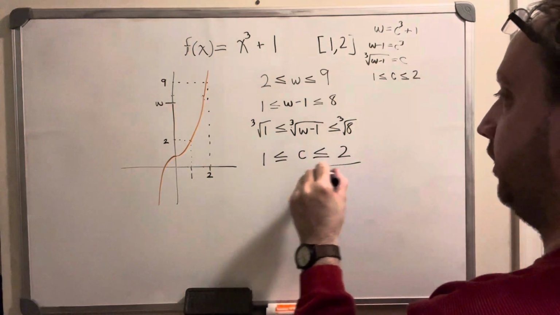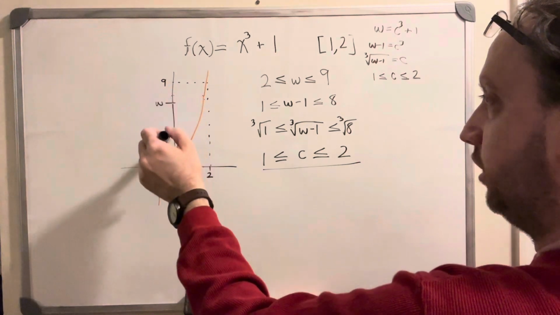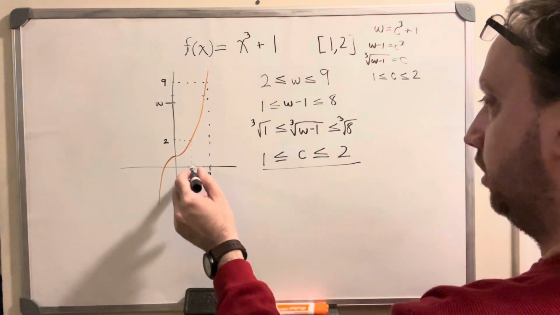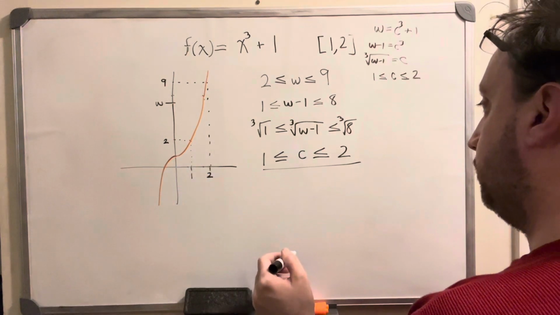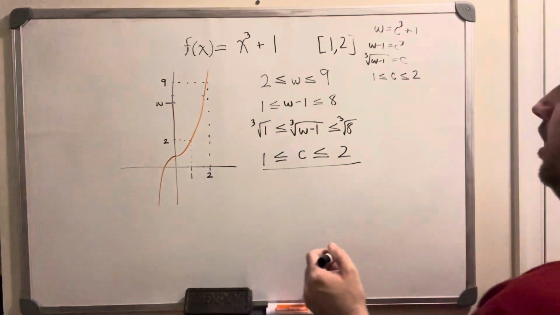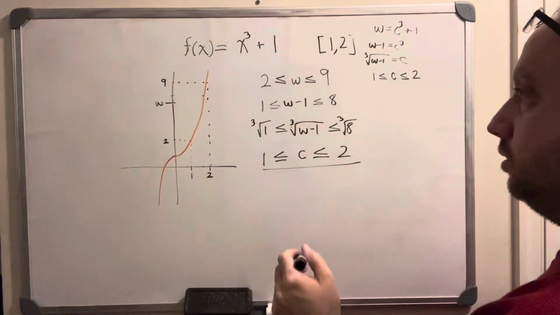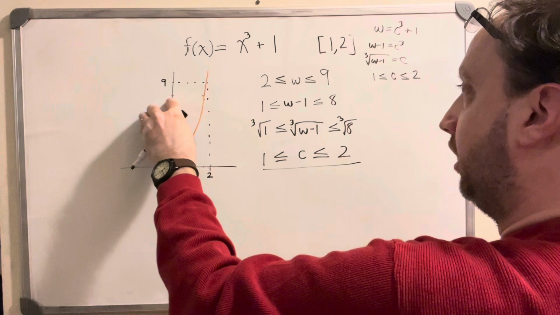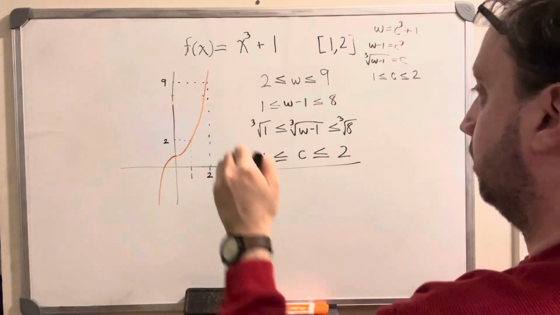So we have arrived at, if we said that w is between 2 and 9, then c is in the closed interval between 1 and 2. And since this is a polynomial, we said that the intermediate value theorem can be applied. So we used the intermediate value theorem.